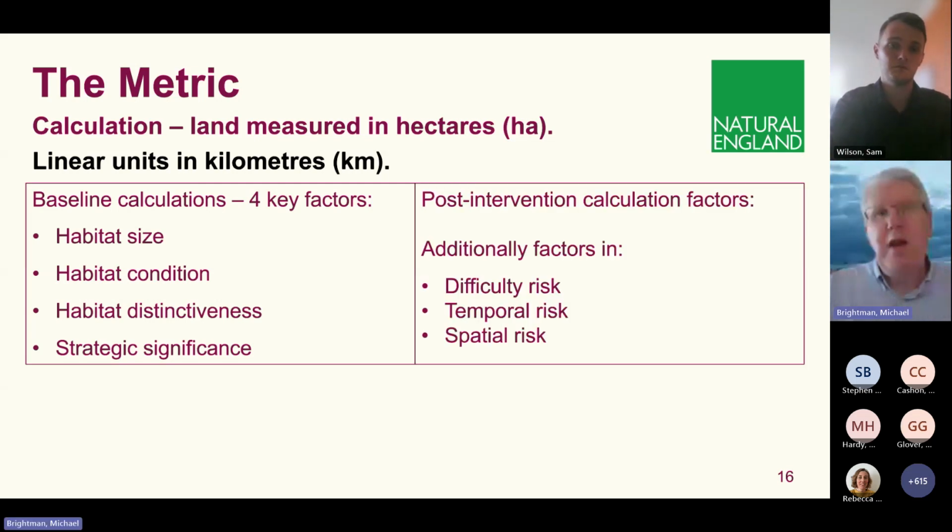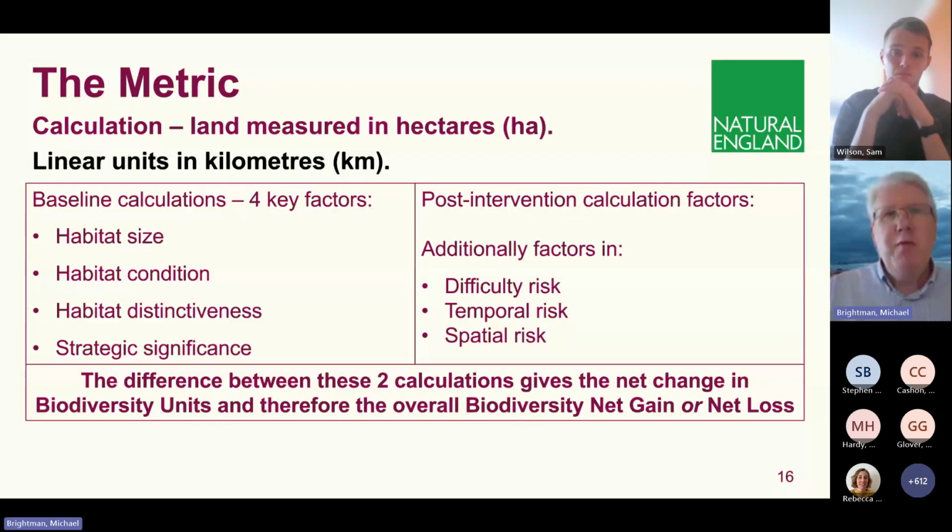For the post-intervention calculation, there are three additional risk factors: the difficulty to create or enhance each type of habitat, a temporal risk or time to target condition of each habitat type, and a spatial risk, which applies only to off-site interventions, around how far from the development site the off-site units are going to be provided. The difference between these two calculations gives the net change in biodiversity units, and therefore the overall biodiversity net gain or net loss.